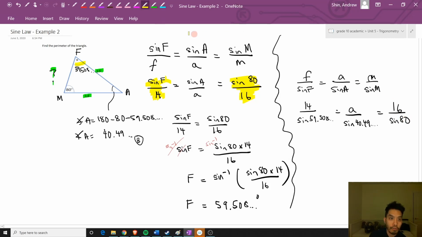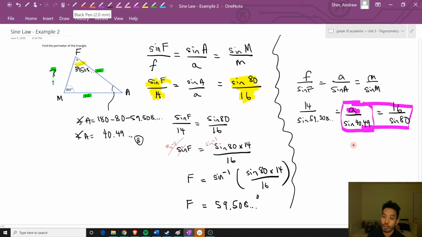And I'm going to highlight what we want. We need to find out what A is, so I'm definitely going to be choosing this. And we can choose either this one or this one, because we have numbers for both. I'm just going to choose this one because it's easier than all those decimal numbers, so I'm going to choose these two to solve for. It does not matter what you choose. Okay, so I'm going to write it down: A over sine 40.49 dot dot dot equals 16 over sine 80.